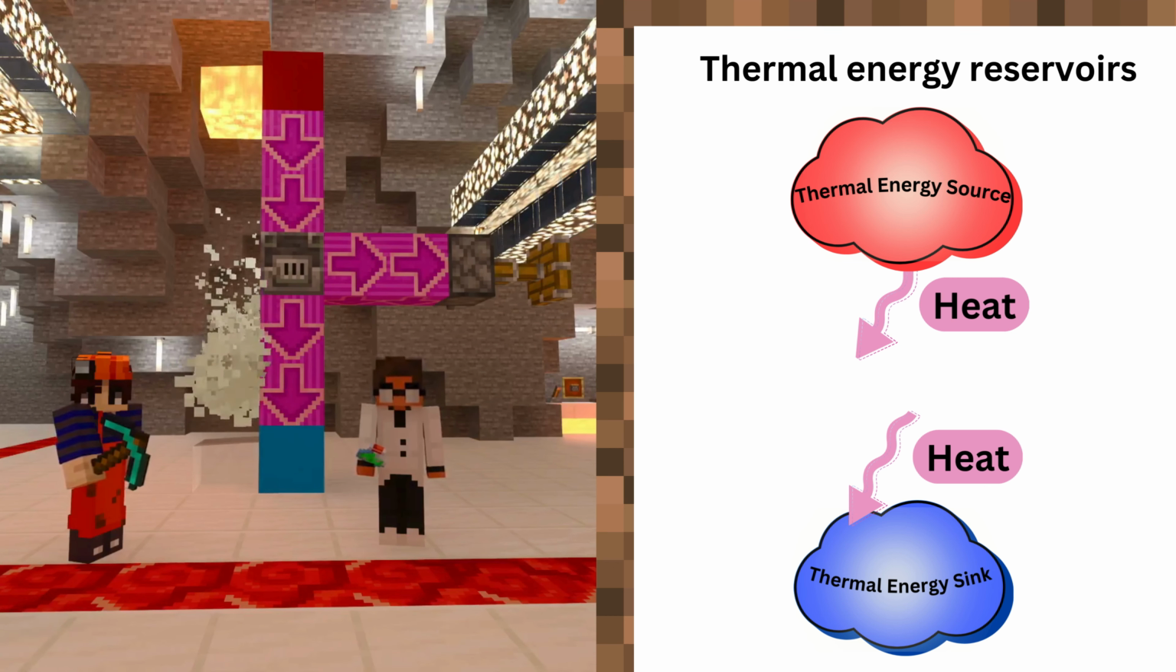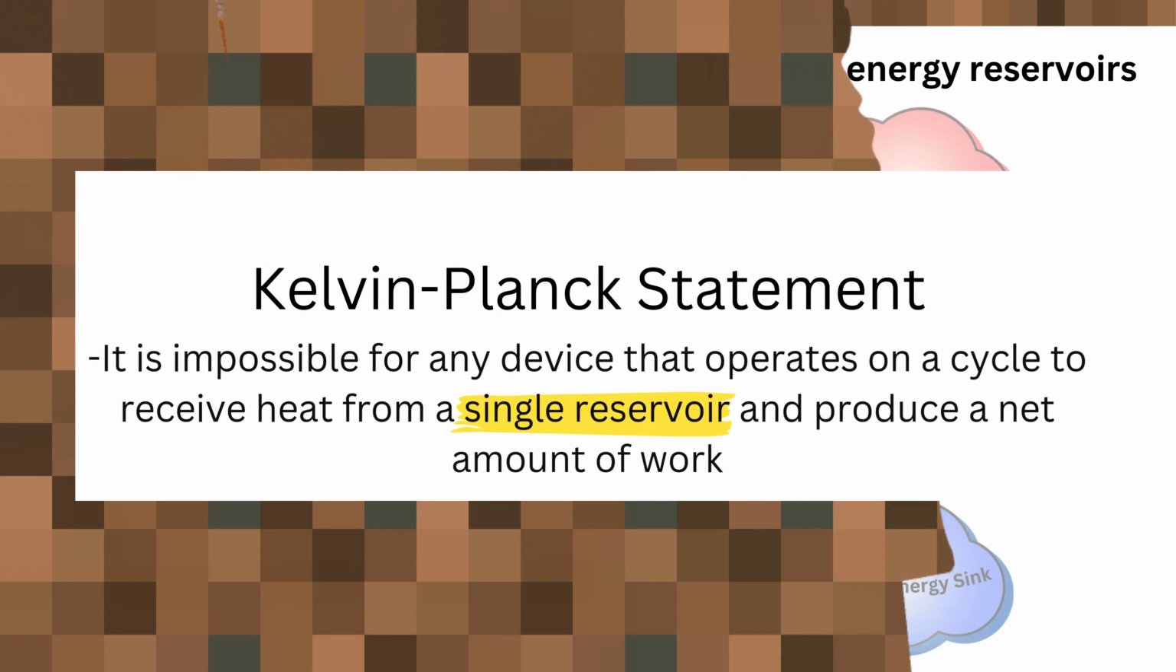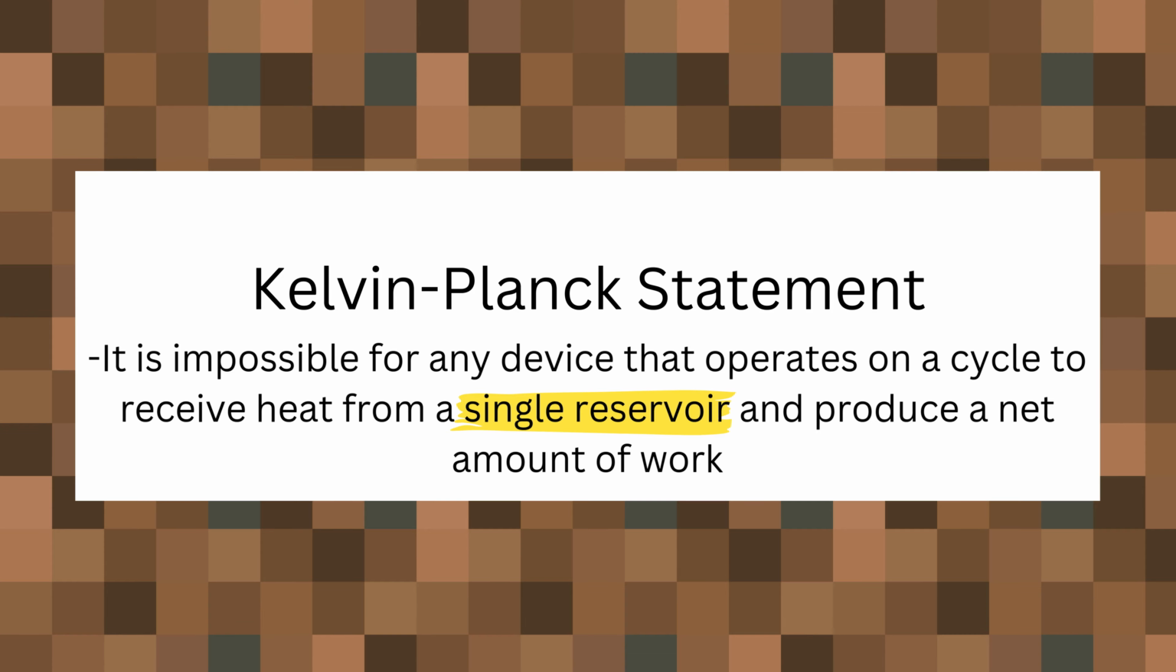Well, that's where the Kelvin-Planck statement of thermodynamics comes in. In a heat engine, it tells us that it's impossible to convert all the heat from the source into work. Some energy must always be rejected to the sink. Your machine can't ever be perfectly efficient, ever.